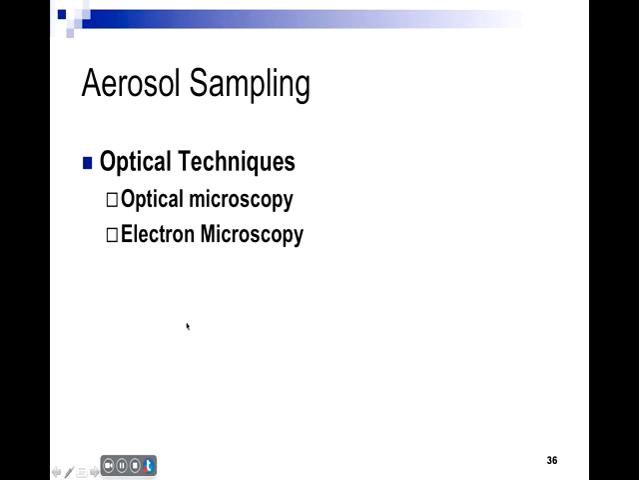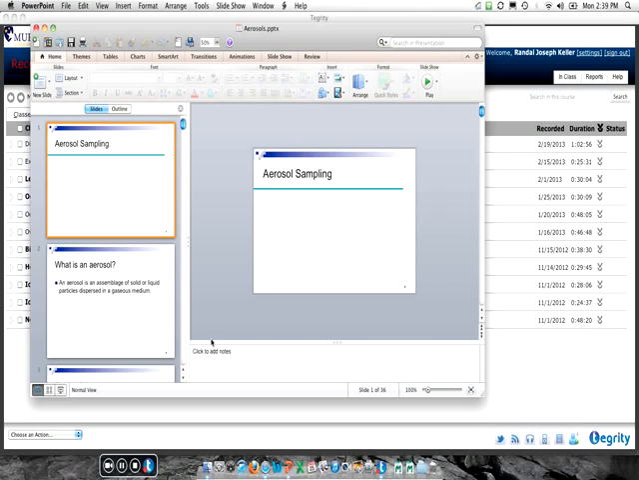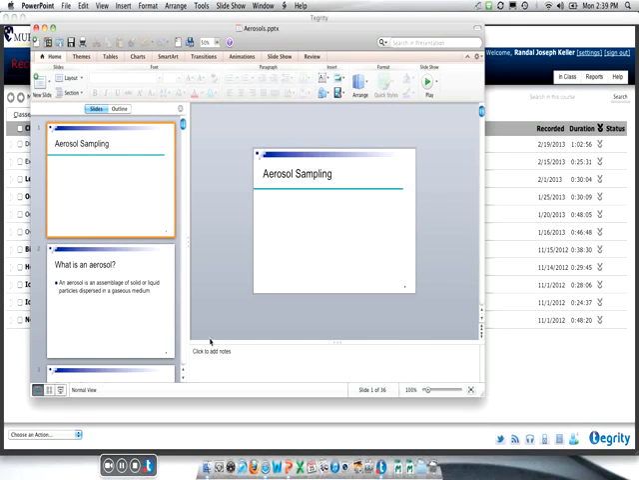Then there are other techniques, such as optical microscopy and electron microscopy. Some of the earlier slides that I showed you on silica particles and dust mites were taken by one of these two techniques to look at aerosols and determine what type of aerosol was present. So that concludes my discussion of aerosol sampling.